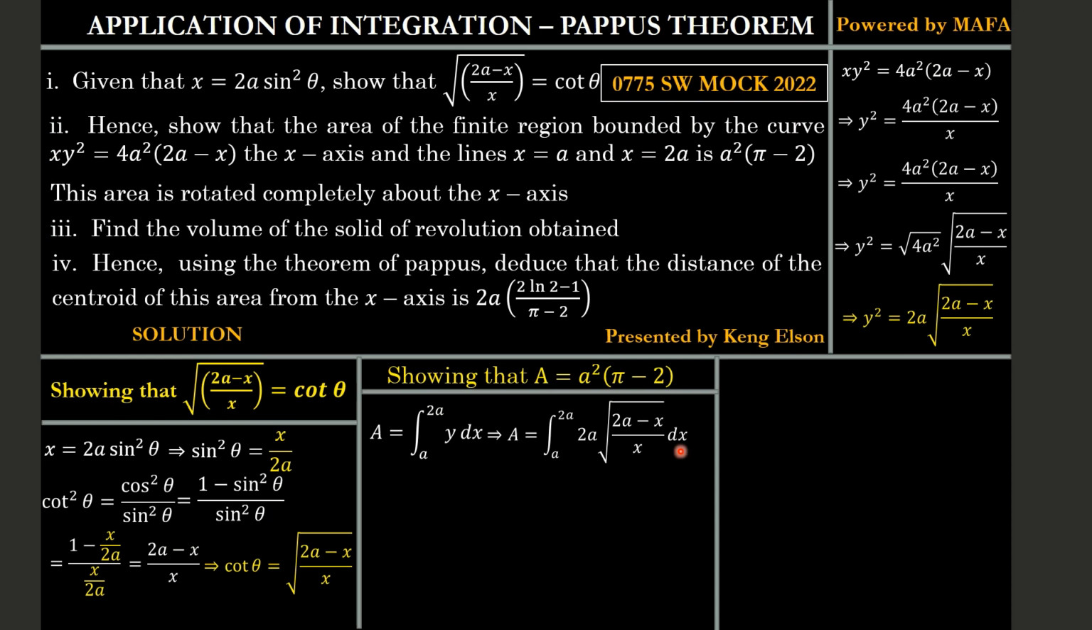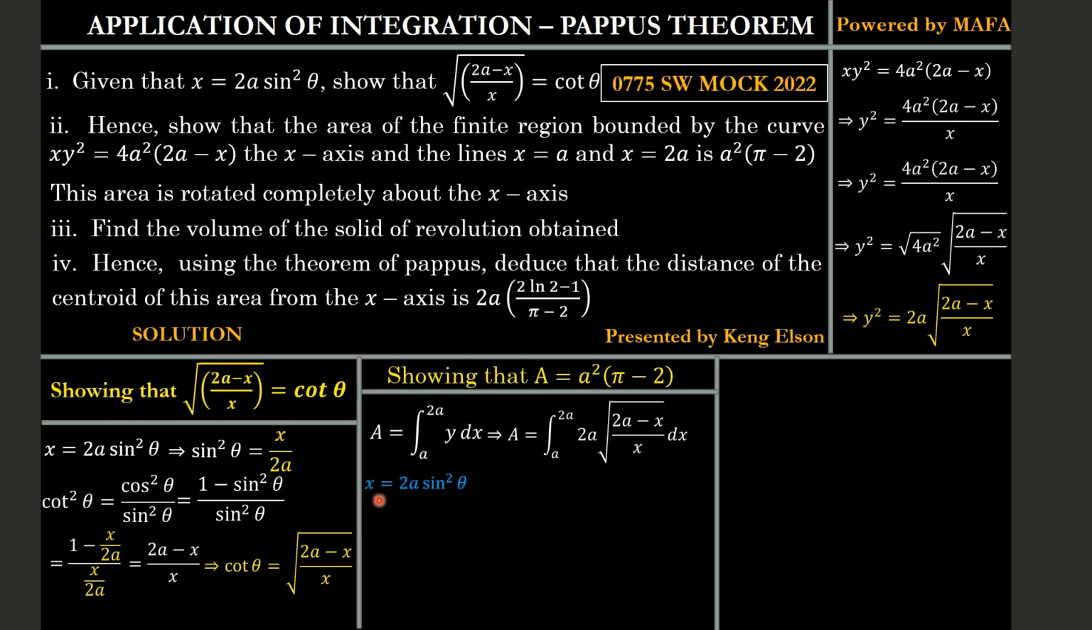Now we go back to our substitution. We need to use a trigonometry substitution. In this case, what is the substitution? It is x equal to 2a sine squared theta. Why are we using this? We are using this because in our integral we can find what we proved in the first part of the question. We can find the square root of (2a minus x) all divided by x, and we proved that it was cot theta. So we are going to deal with this substitution.